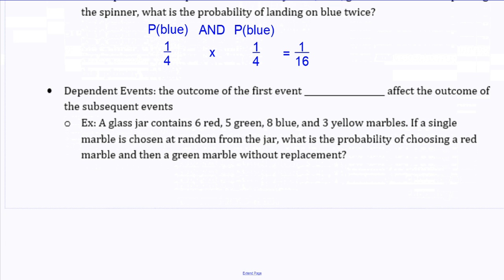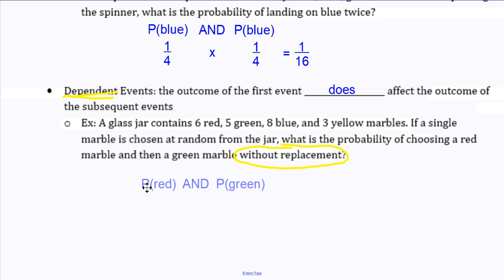Now, this is as opposed to dependent events, where the outcome of the first event actually is going to affect the outcome of later events. So for example, I have a glass jar with some marbles, and I want to know the probability of choosing a red marble and then a green marble without replacement. And this idea of without replacement really is what makes this dependent, because once I take a marble out, that's going to change the probability of choosing another marble later.